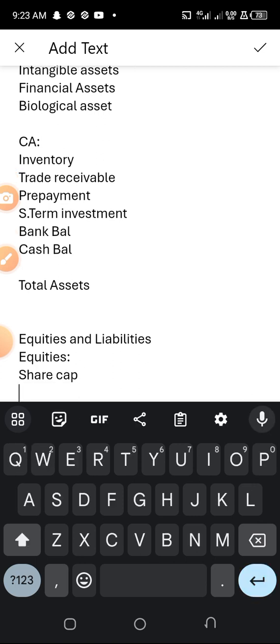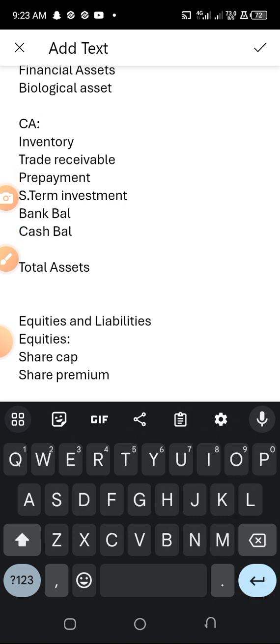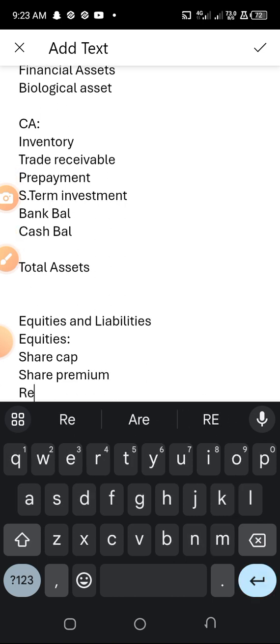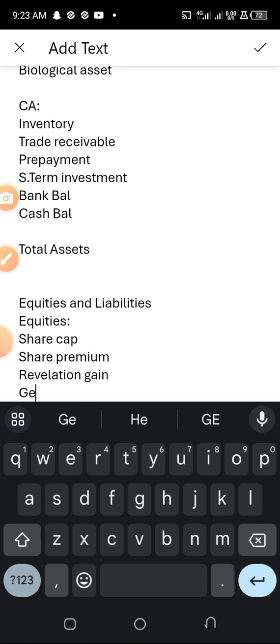I'm just writing it because I don't have the space on this device that I'm using now. So we have the share capital. The next one is share premium. These are the components of equities. Then the next one is revaluation gain, as it were. And then the next one is general reserves.